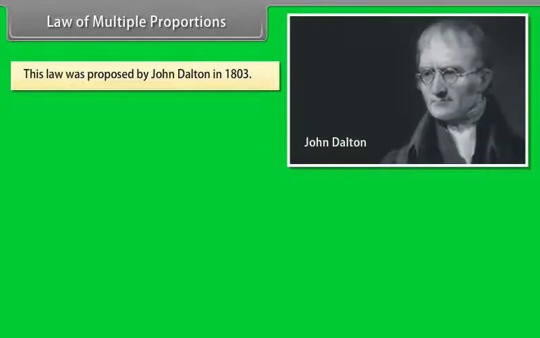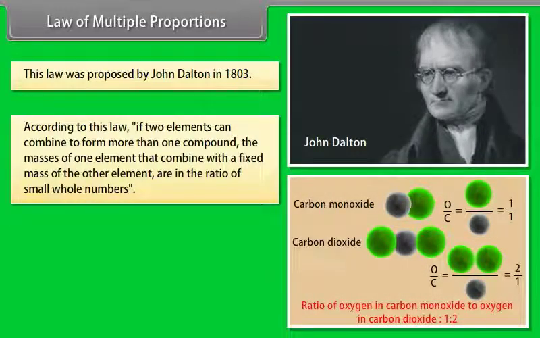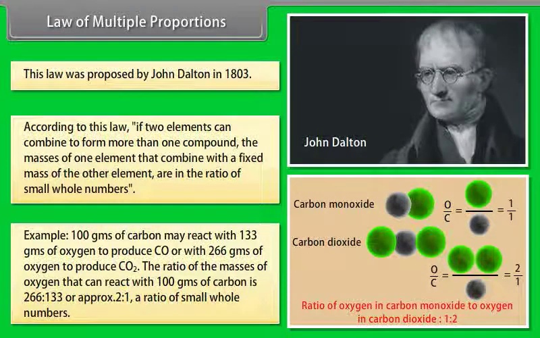Law of multiple proportions. This law was proposed by John Dalton in 1803. According to this law, if two elements can combine to form more than one compound, the masses of one element that combine with a fixed mass of the other element are in the ratio of small whole numbers. Example: 100 grams of carbon may react with 133 grams of oxygen to produce CO, or with 266 grams of oxygen to produce CO2. The ratio of the masses of oxygen that can react with 100 grams of carbon is 266:133, or approximately 2:1, a ratio of small whole numbers.